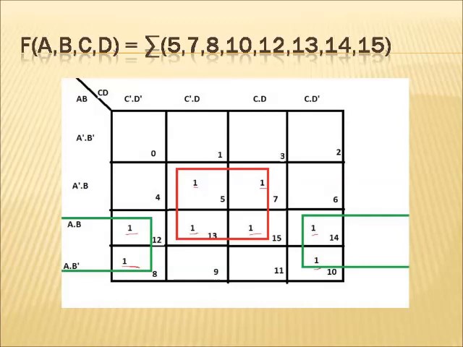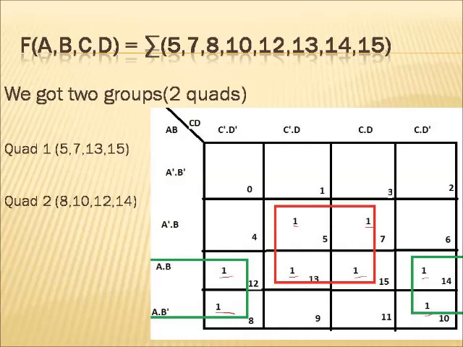Okay. Here you can see that we have formed the two groups, that is two quads. For one we are using the red color and for one we are using the green color, right? So I have marked the index positions here for quad 1, that is 5, 7, 13, 15, and for quad 2 I am using 8, 10, 12, 14, right? So we have drawn the K-map, then we have marked the index positions, then we have identified the groups. There are two groups, two quads, right?